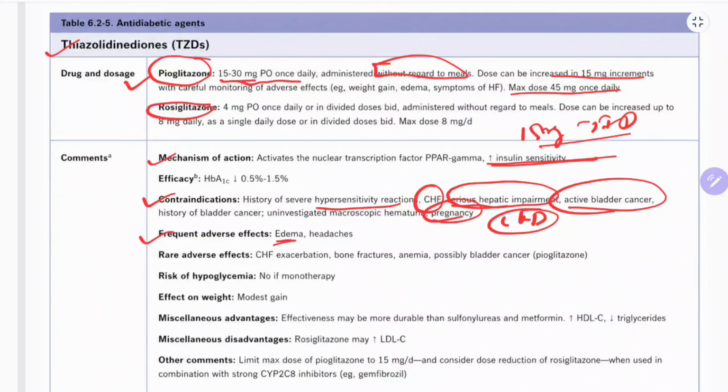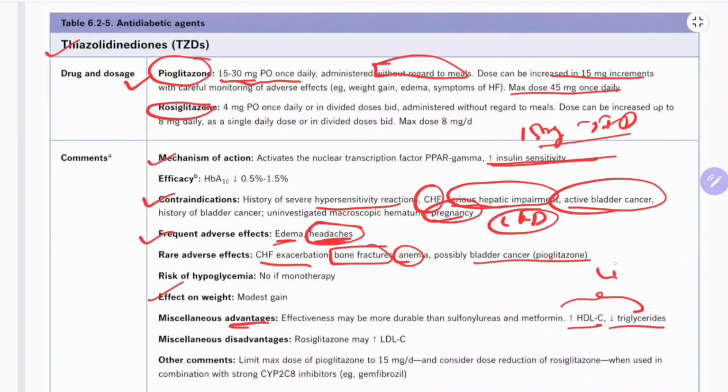Frequent adverse effects are edema and headache. Headache was there with meglitinides also, so edema and headache are the frequent adverse effects. Patients can have CHF exacerbation. There is an increased risk of bone fractures, anemia, bladder cancer. They cause weight gain like sulfonylureas. Miscellaneous advantages: they increase HDL and decrease triglycerides. That means they improve the lipid profile also, because they act on adipocytes also. That's why they make the lipid profile good.